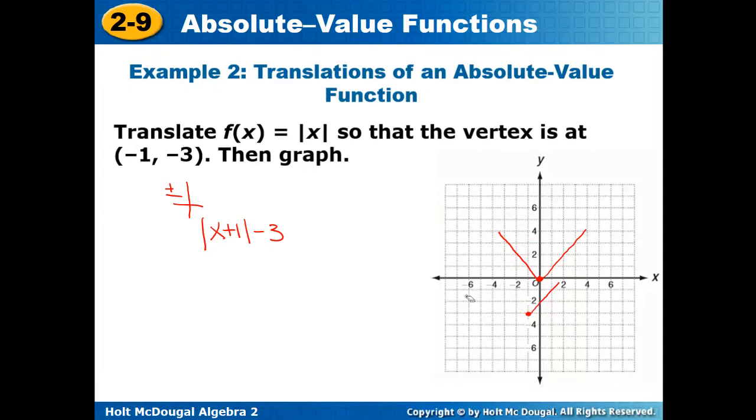An easier way that you could have done that, now that we know our formula, and remember our formula says g of x equals absolute value of x minus h plus k. All we really needed to do on this particular problem is say g of x equals absolute value of x minus a -1, plus k.